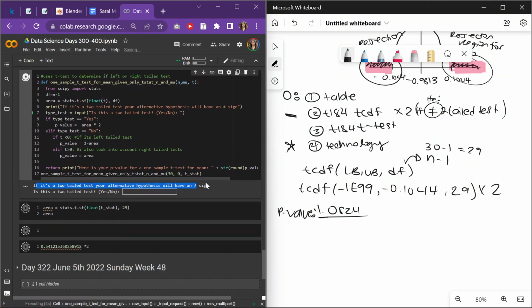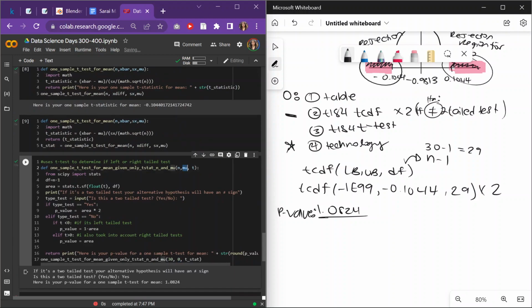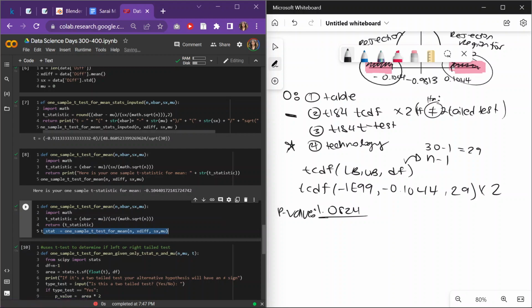If it's a two-tailed test, your alternative hypothesis will have a not equal sign. Is this a two-tailed test? I'm going to say yes, because my alternative hypothesis has a not equal sign. And then it's going to give me my t-test. Note that I put in the 30 manually. I put the 0 in for mu, over here. And then for t, I just put the variable t-stat, which I defined over here with my t-stat function.